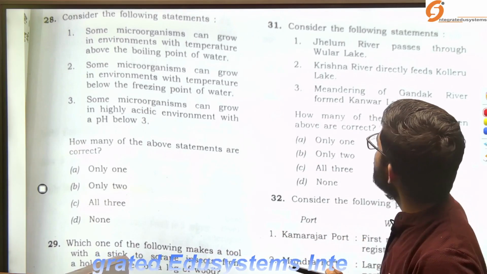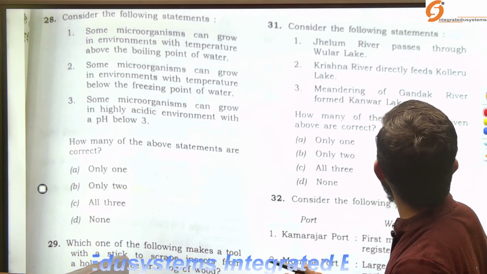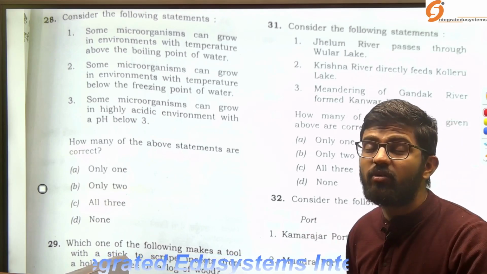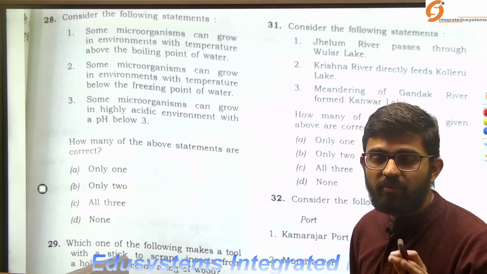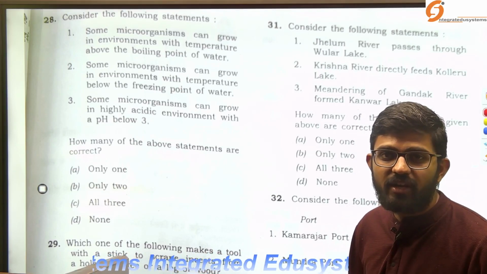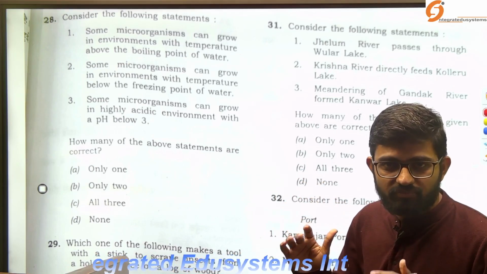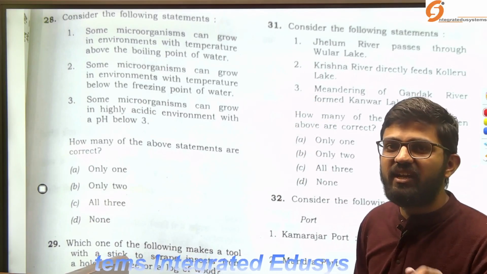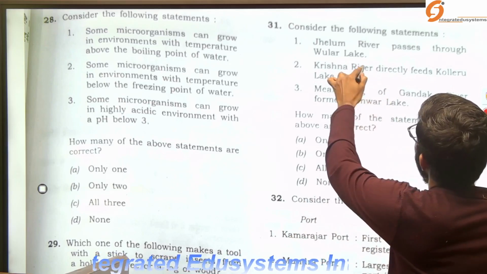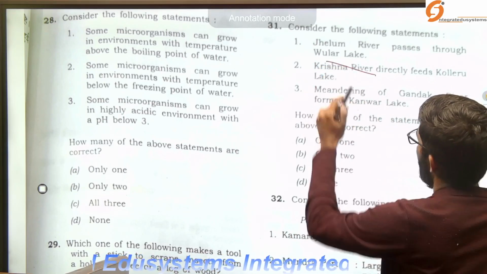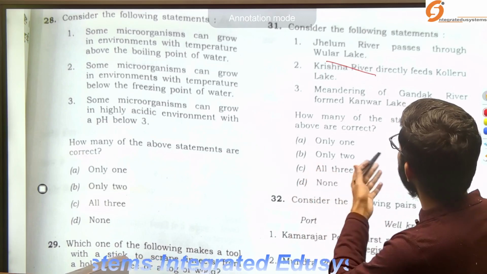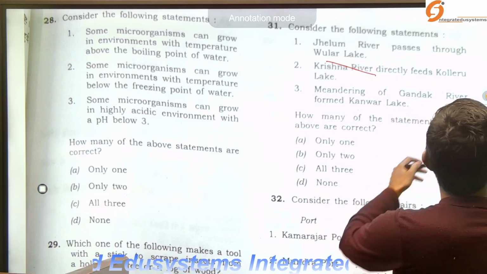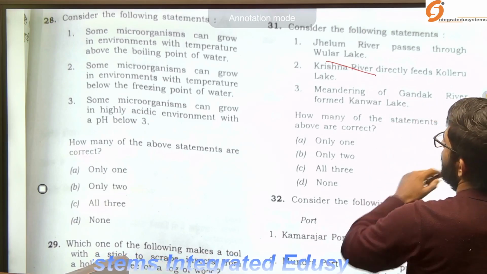Consider the following statements. Jhelum river passes through Wular lake. Yes. Krishna river directly feeds the Kolleru lake. If you have seen the map, you will understand that between Krishna and Godavari you have Kolleru lake. So we cannot say directly feeds. So 2 cannot be right here. And the third option, meandering of Gandak river found in Kanwar lake. It is right. Factual question. So the answer is only and only B.